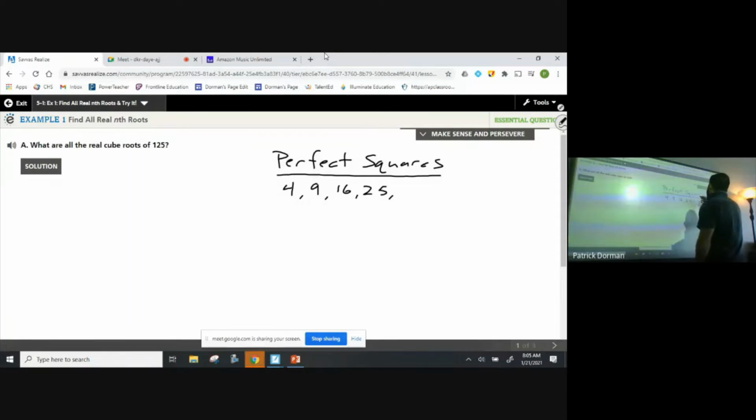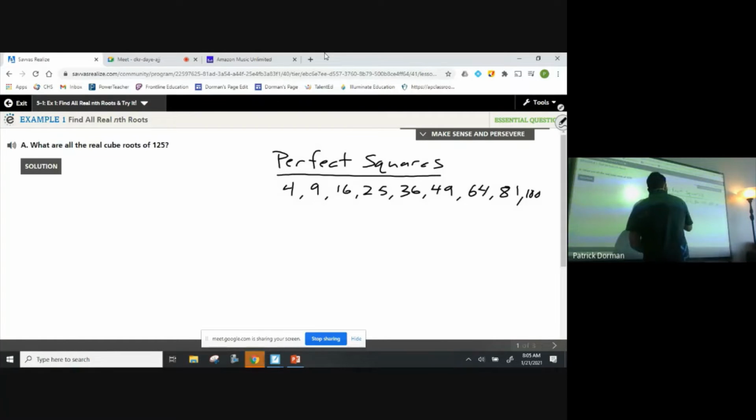These ones are simple. You should note 4, 9, 16, 25, 36, 49, 64, 81. You should be able to go up to 12, 13. That's when people start to forget. These are probably very familiar to you.